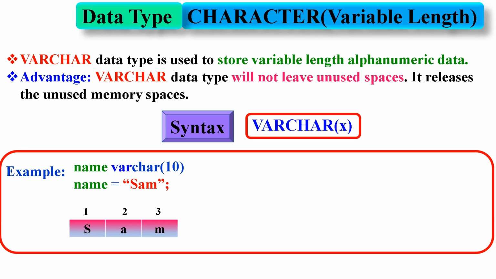Example, name varchar of 10. Name equals Sam, you can look at the picture. It has taken only the length of the string, 3 bytes, to store the name Sam, even though varchar of 10 is given. Varchar data type will not leave unused spaces. It releases the unused memory spaces. This demonstrates how varchar efficiently uses storage by adapting to the actual characters entered, without adding unnecessary padding or wasted space. The value for varchar data type has to be enclosed in single or double quotation marks.